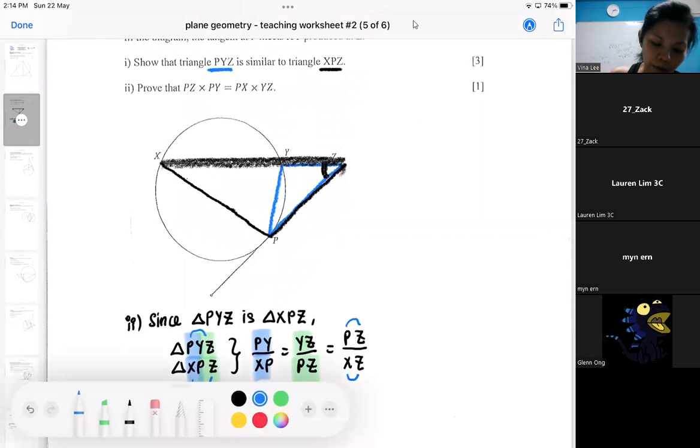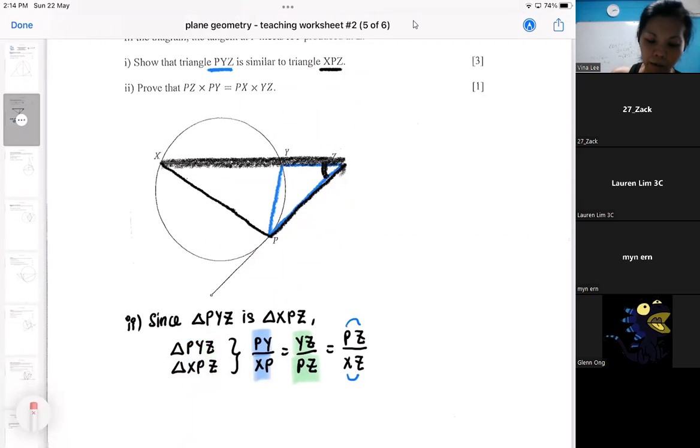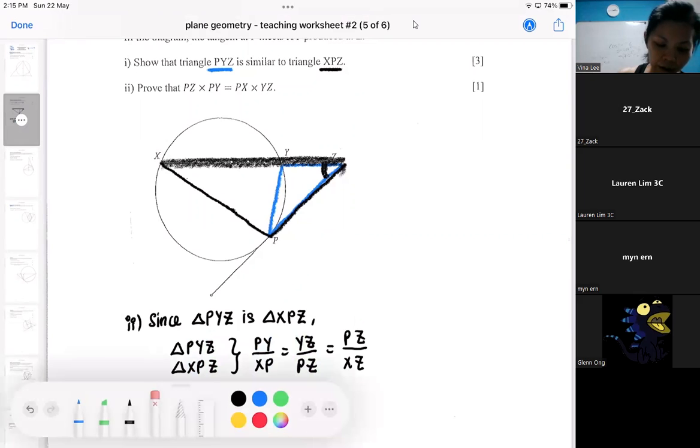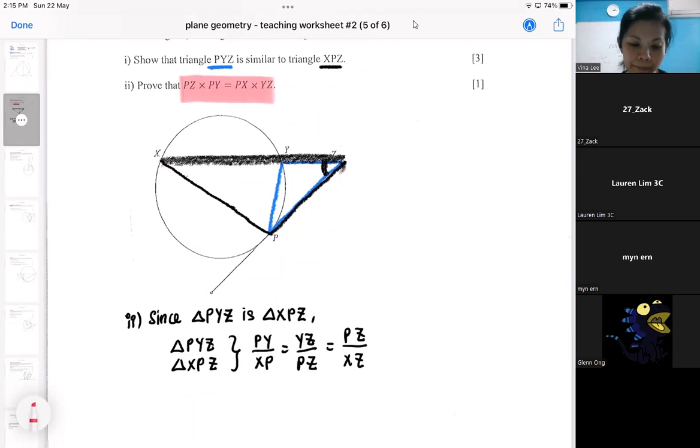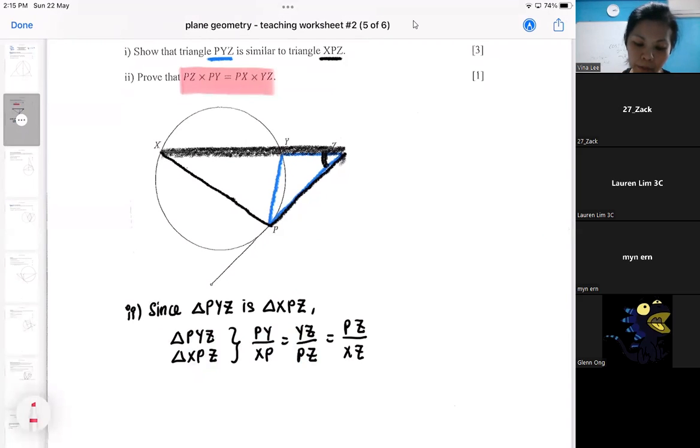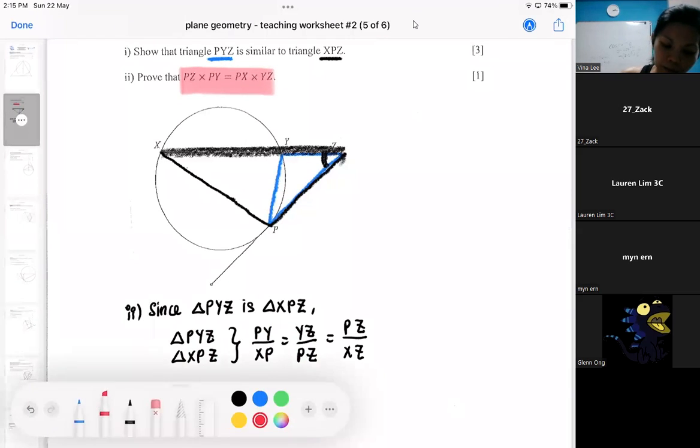So after I come up with my ratio, so just now for the EMATH part, the ratio will help you with some calculation. So in this question, the ratio will help me to prove this. So where is it in your ratio? You got to check for cross multiplication. You check for cross multiplication. Any one of them can give you the cross multiply.